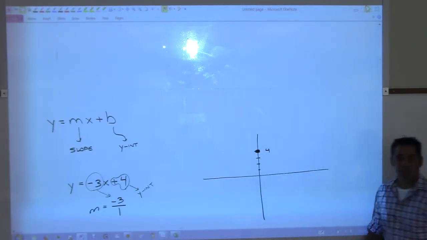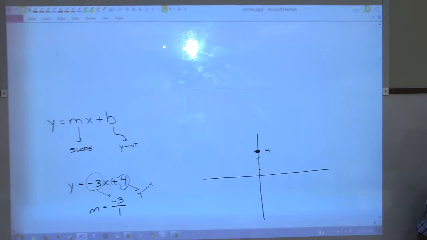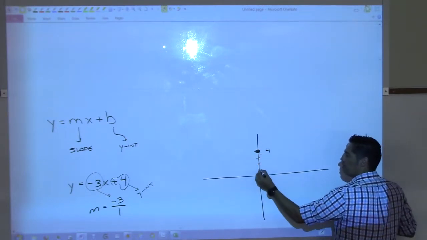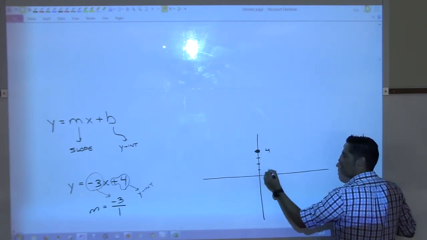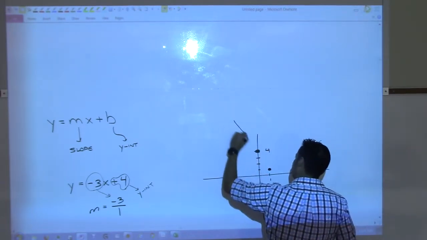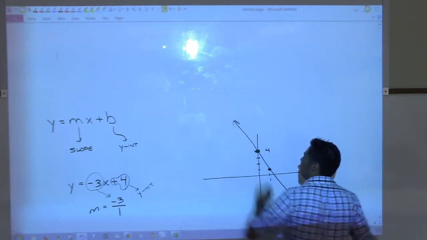And then to get to another point on the line, I need to go down 3 and to the right 1. So down 3, 1, 2, 3, and to the right 1, boom, like that. I've got 2 points. As soon as I have 2 points, I can draw a straight line. All right? There we go. We're done.